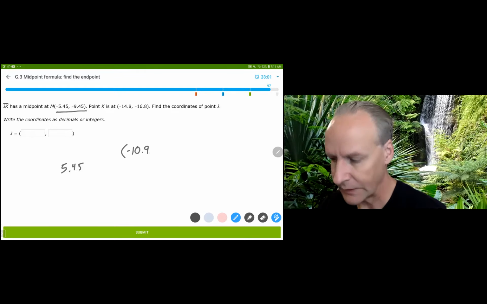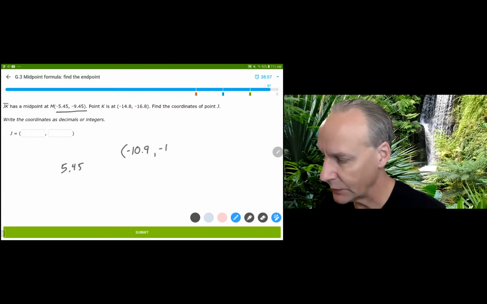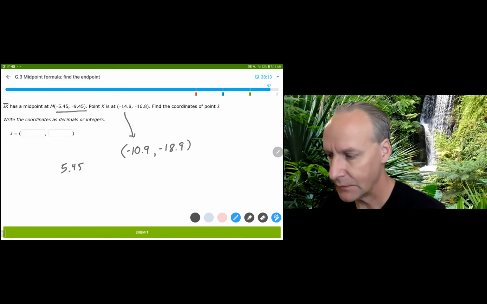Now, normally I wouldn't write it down, but I just want to show you. Now I'm going to double the negative 9.45, which is going to be negative 18.9. And to get from negative 14.8 to negative 10.9, I have to add a positive, don't I? And that's going to be 5.9, I believe. Wow, they made that one kind of tough.